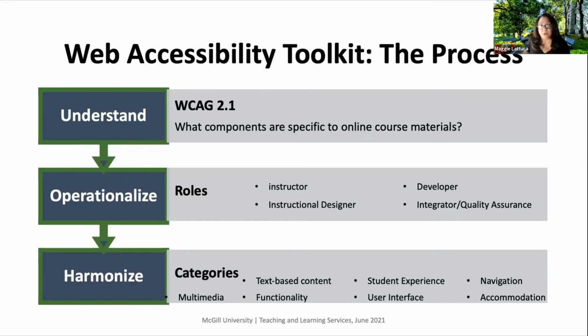At the end of our review of WCAG, we found ourselves still with a very lengthy checklist. So to operationalize the guidelines, we decided to organize those that we extracted from WCAG by role. And we created 4 checklists instead of the initial 1 that was planned. So we have one for instructors, instructional designers, developers, and integrator/quality assurance folks. Finally, we harmonized all the checklists by creating 7 different categories where the guidelines are listed.